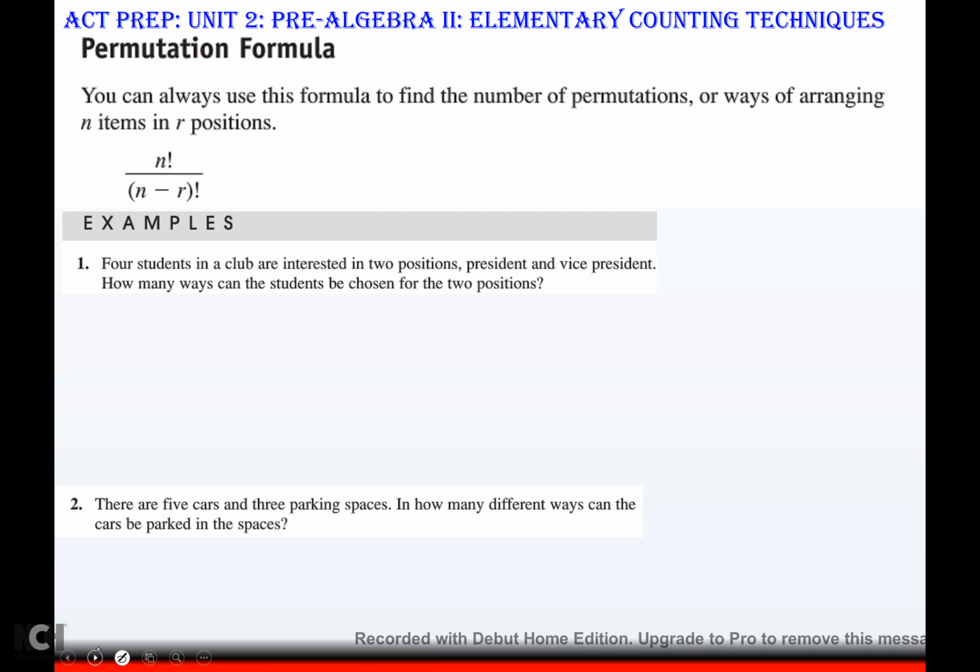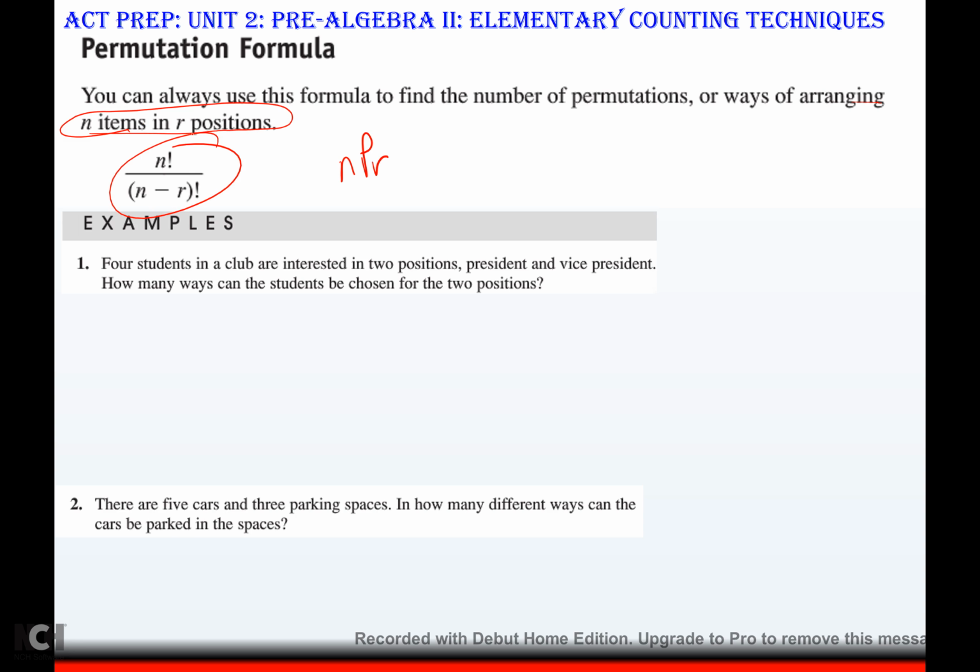Or you again can do the factorial. Okay? All right, my permutation formula. What the calculator's doing when you type in that nPr, it's doing this. Okay? So it says you can always use this formula to find the number of permutations or ways of arranging n items in r positions. Okay? I'll explain that in a second.